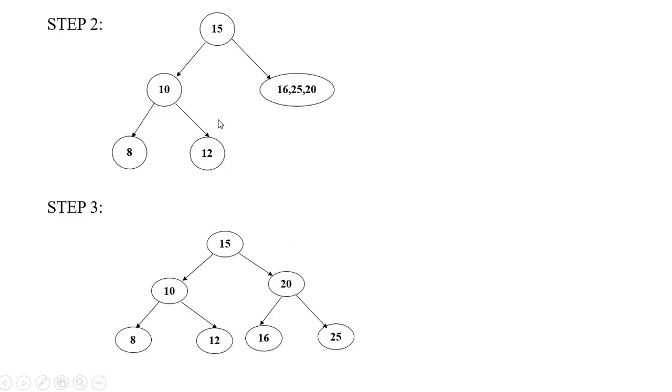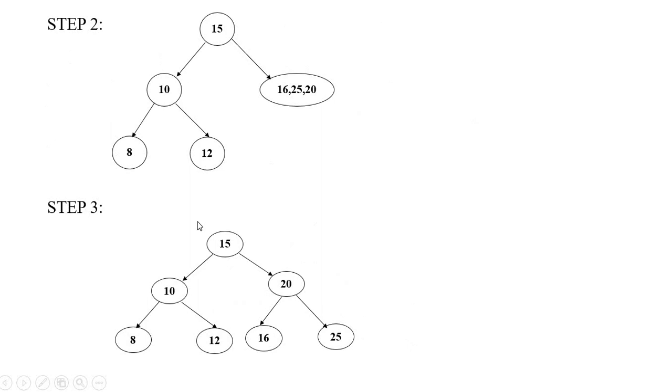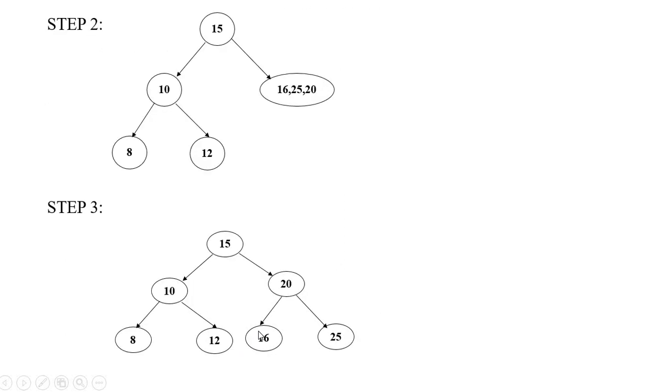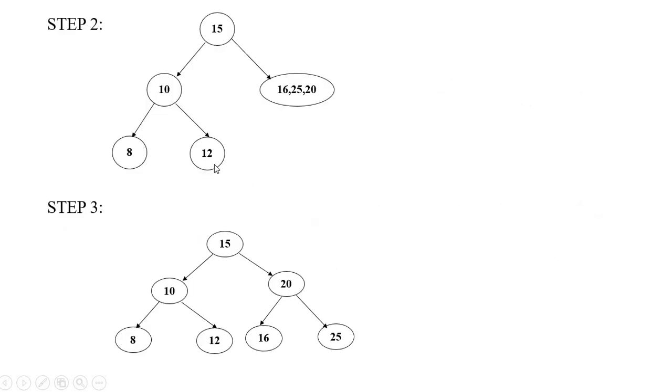Now, in step 2, we can consider either the left side or the right side, complete the left side tree, and then frame the right tree. Here I am considering the left tree. So what are the numbers available here? 8, 12 and 10. Now we have to find the root for these numbers. Since it's a post-order sequence, the last node will be our root. So 10 will be our root, and the next elements are 8 and 12. So 8 comes to its left, and 12 comes to its right.